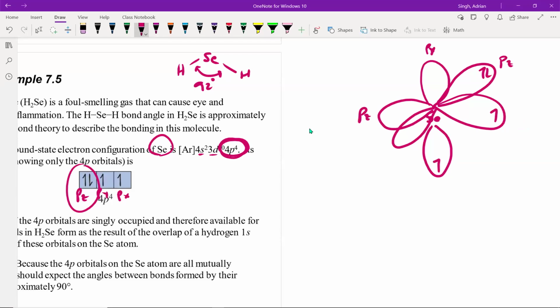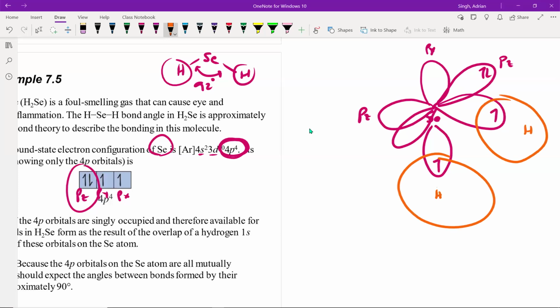Because I need two H's, if I have a hydrogen close by, it's going to have an s orbital like this, and I have another H over here with this s orbital, which is spherical. Each of these hydrogens is going to bring an electron, and they're overlapping, which leads to the formation of the bond. I'm shading in the overlapping region in both of these. That's the SeH bond in both cases.